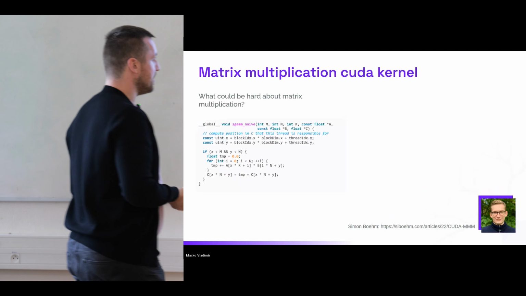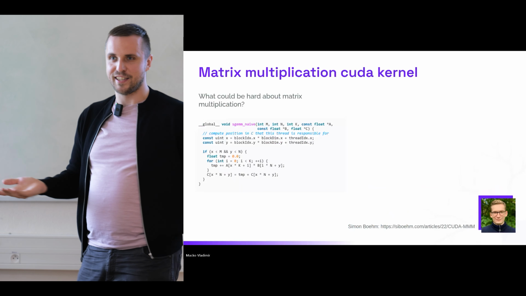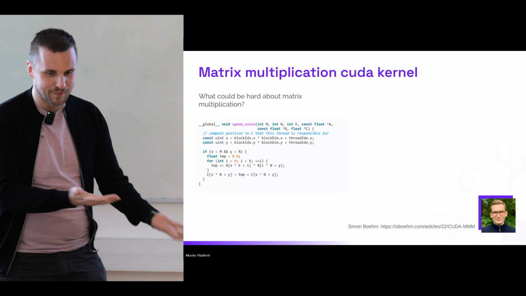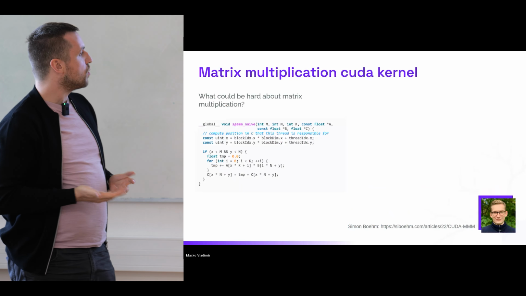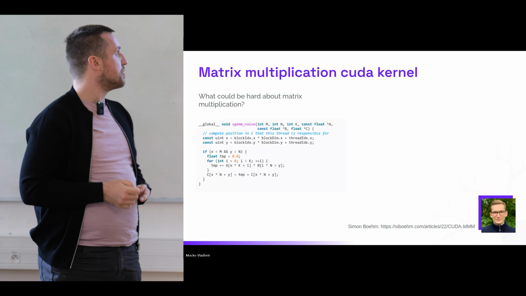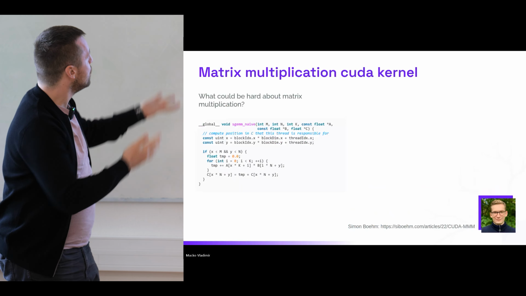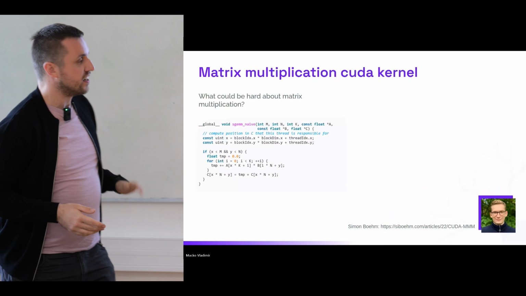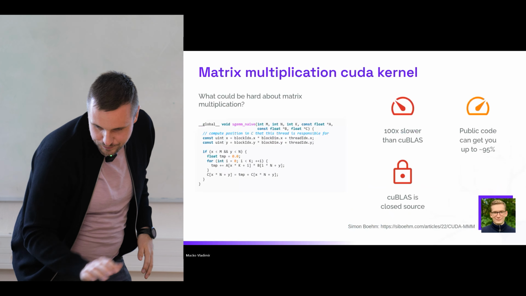So how hard can it be to write a matrix multiplication algorithm? I mean, it's like 3-4 loops, so what could be the problem? Here is a representation of what a naive implementation of matrix multiplication in CUDA looks like. So it really is like 2 for loops and then some parallelism around it. Beautiful, 10 lines of code.